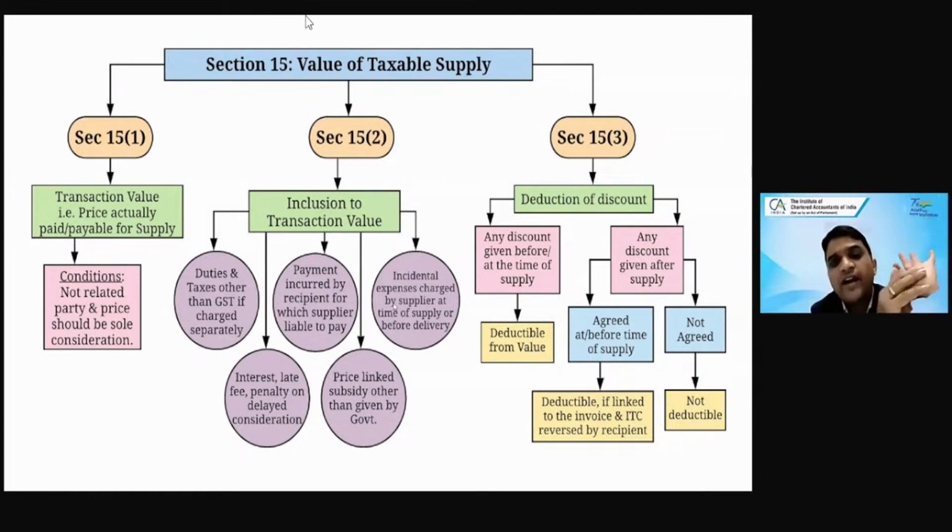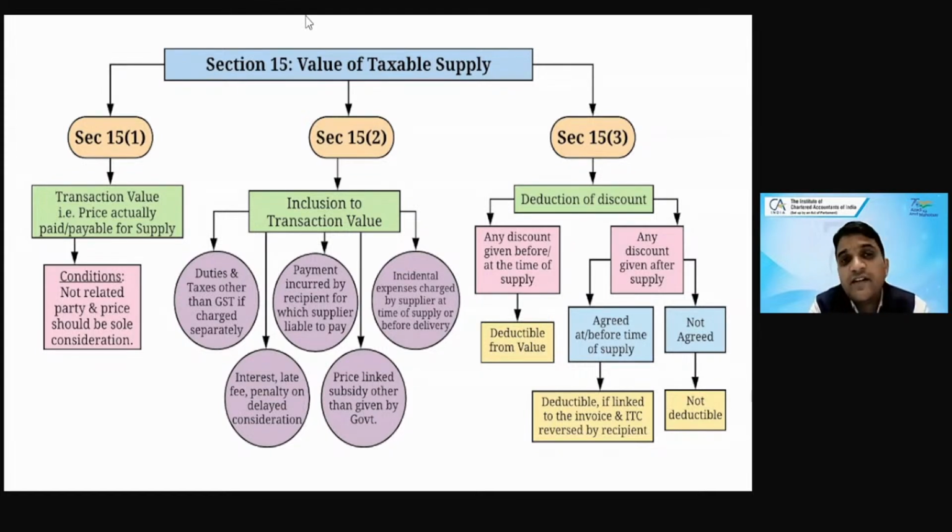The third thing you have to add is incidental expenses, which are charged by the supplier at the time of supply or before delivery. Whatever incidental charges we charge. One is you have to do a supply. Yes, you have agreed on the price, but that has to be packed. So you may charge packing charges, or that product has to be transported. Correct? Without transportation, you cannot deliver the goods.